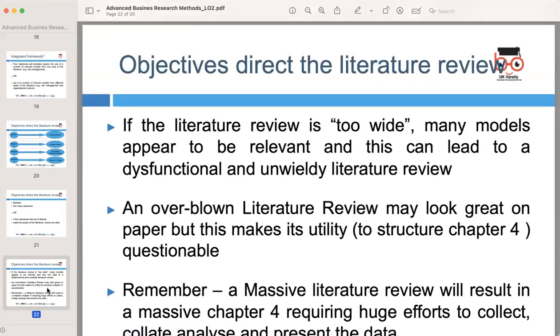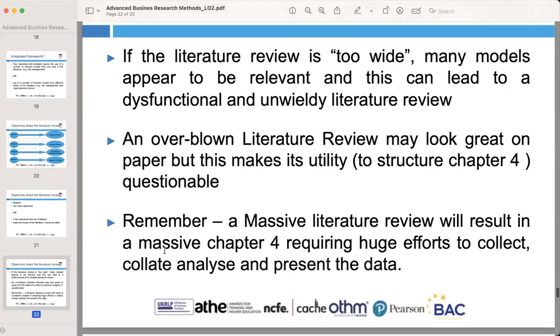Objectives direct the literature review. If the literature review is too wide, many models appear to be relevant, and this can lead to a dysfunctional and unwieldy literature review. An overblown literature review may look great on paper, but this makes its utility to structure chapter 4 questionable. A massive literature review will result in a massive chapter 4, requiring huge efforts to collate, analyze and present the data.